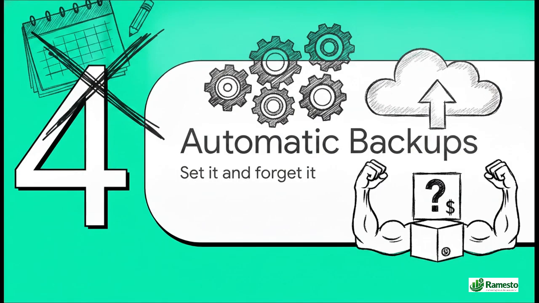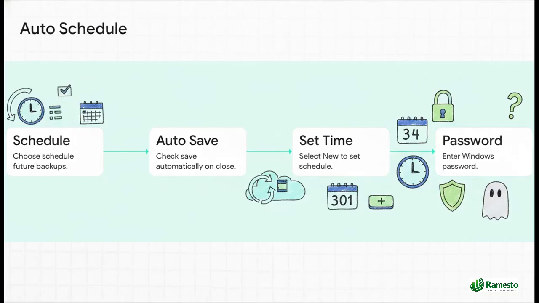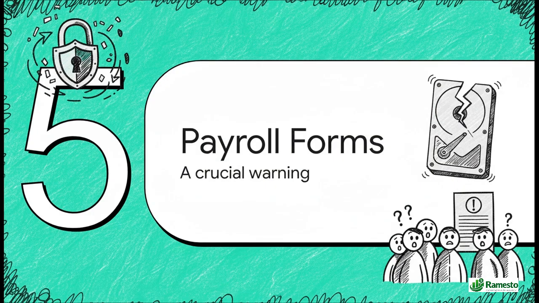Next up, Section 4, Scheduling Automatic Backups. If you don't want to rely on your memory, automating this is a game changer. It follows the exact same initial clicks, but instead of just saving once, you select Save It Now and schedule future backups. You can have QuickBooks autosave every time you close the program, or click New to set specific days and times. Just a heads up on Step 4. QuickBooks will ask for your Windows sign-in password. That's totally normal. It just gives the software the background permissions it needs to run automatically while you're away grabbing coffee.